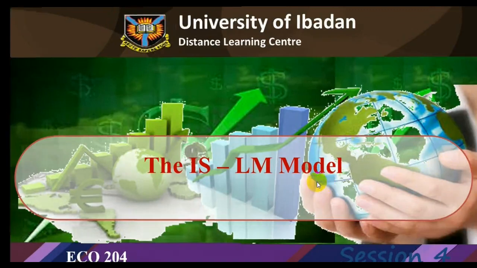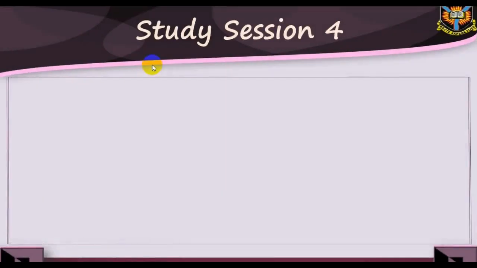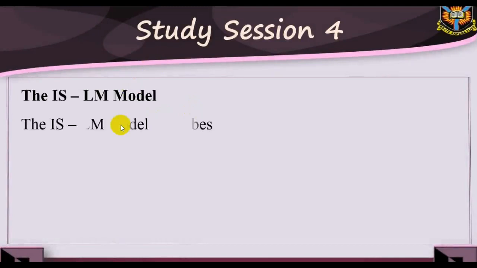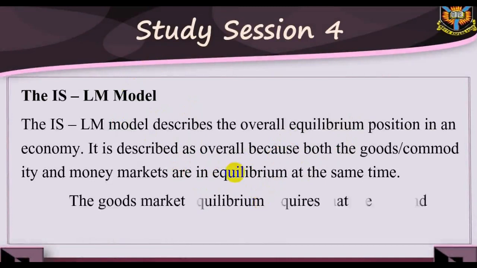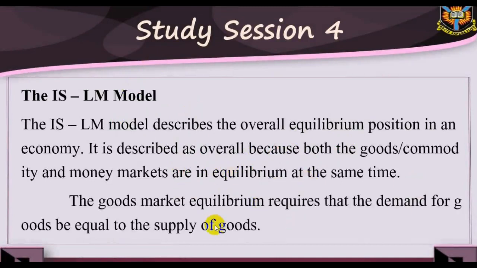The IS-LM model describes the overall equilibrium position in an economy. It is described as overall because both the goods and commodities and money markets are in equilibrium at the same time. The goods market equilibrium requires that demand for goods be equal to the supply of goods.